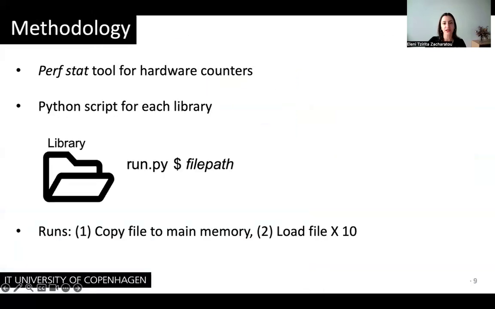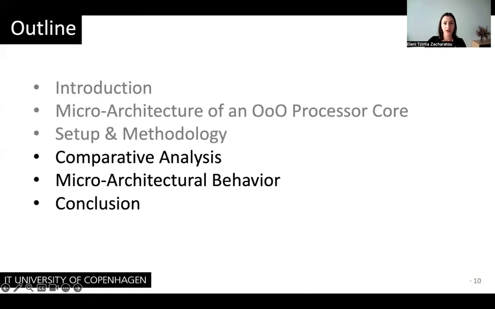So, as I mentioned, in our analysis we also examined lower-level metrics to understand what happens inside the processor. So we used the perf stat tool to collect hardware counters. Implementation-wise, we wrote a Python script for each library that takes a file path as an argument and loads the corresponding file using that library. To ensure that disk I/O bottlenecks do not affect our measurements, we first copy the file into main memory before loading it. We ran each experiment 10 times and report the average numbers. Next, I will present the results of our experimental analysis.